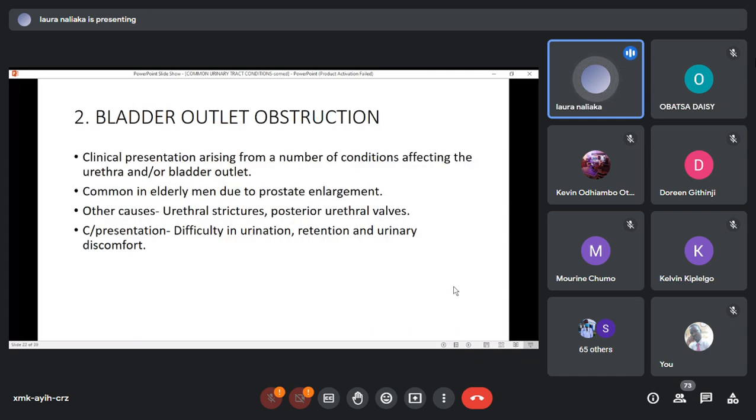Second pathology is bladder outlet obstruction. This is a clinical presentation arising from a number of conditions affecting the urethra or the bladder outlet. It's common in older patients due to prostatic enlargement. Other causes of bladder outlet obstruction are urethral strictures of whichever cause, or posterior urethral valves in pediatric patients. Clinical presentation is usually difficulty in passing urine. They can get retention of urine and urinary discomfort.